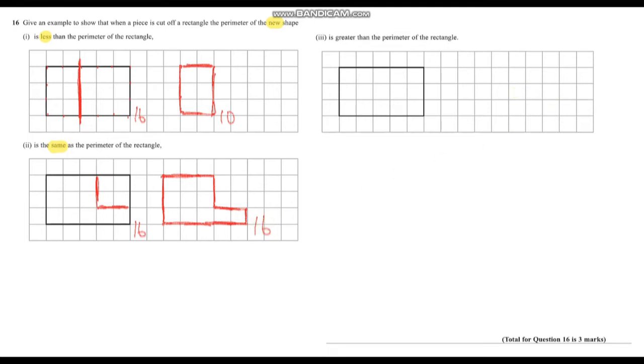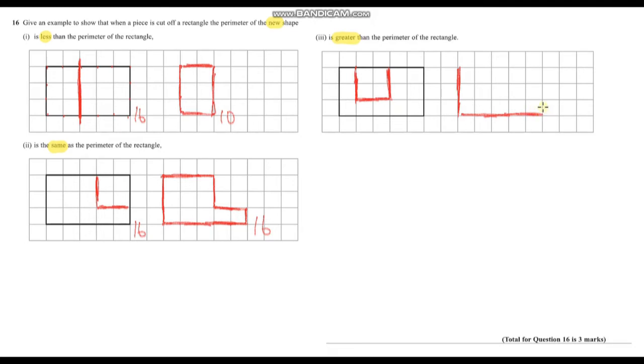This time, again, the same thing, but this time the perimeter has to be greater than the perimeter of the rectangle. So the perimeter of the new shape has to be greater than the perimeter of the rectangle. So this time we're going to be a bit fancier and we're going to make a big cut. So let's say we start here, we cut down to down here, we go along and then we go up. So I'm cutting off this square of my rectangle.